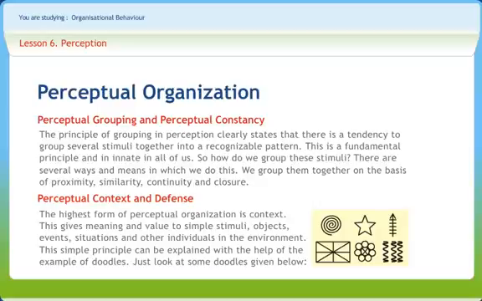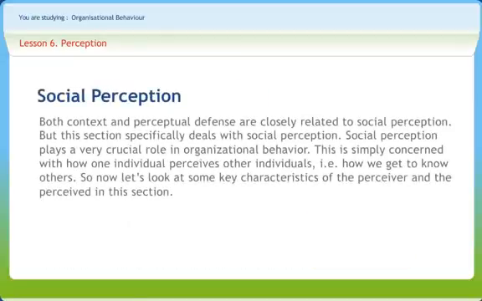Perceptual defense is close to perceptual context. This principle tells us that a person may build a defense, that is, a block, or a refusal to recognize a stimuli or situational events in context which may be personally or culturally unacceptable or threatening. Perceptual defense plays a very significant role in understanding union management or supervisor-subordinate relationships. Both context and perceptual defense are closely related to social perception. Social perception plays a very important role in organizational behavior.